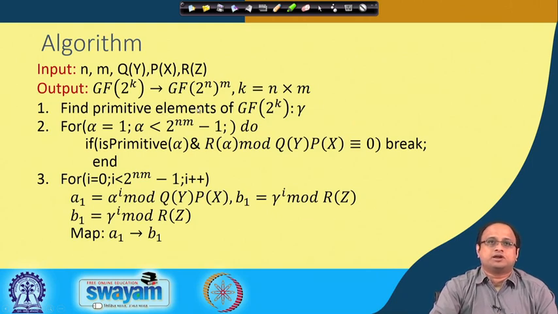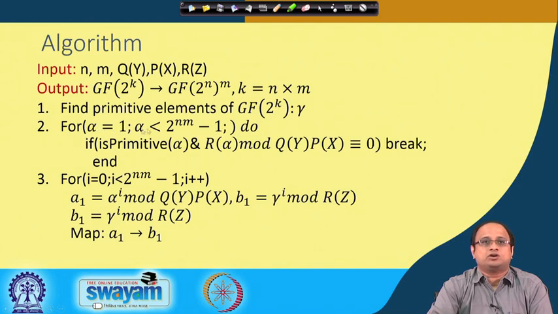So therefore the algorithm for doing so, we can actually state this in an algorithmic fashion. The input is n and m, Qy, Px and Rz, which are my polynomials, and I want to map GF2 power of k to GF2 power of n whole power of m, where k is equal to n into m. So we find out the primitive element of GF2 power of k, which is denoted as gamma, and for alpha equal to 1 to alpha to the power of 2 to the power of nm minus 1, that means for all the possible elements in GF2 to the power of mn.